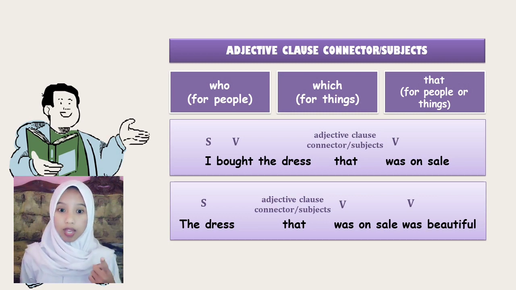I is a subject, bought is a verb, the dress is an object, that is a connector and was is a verb. Why is there no subject?